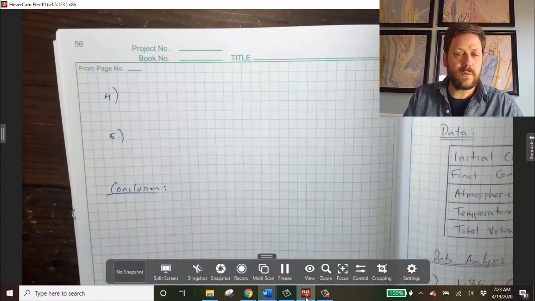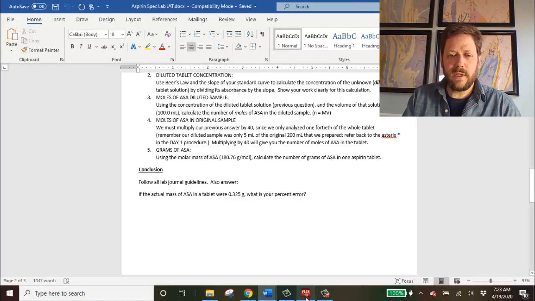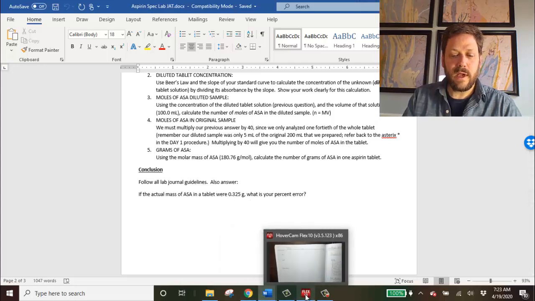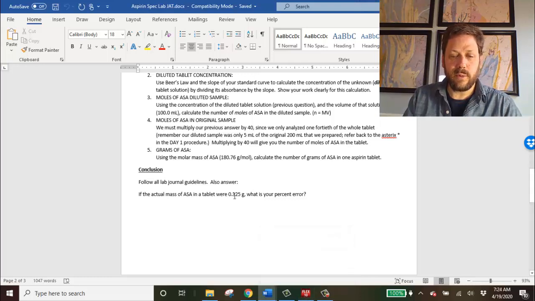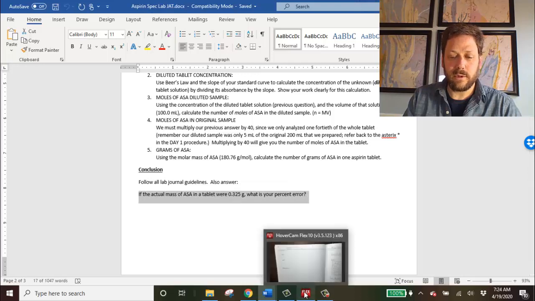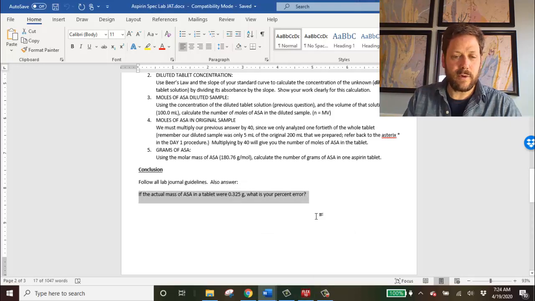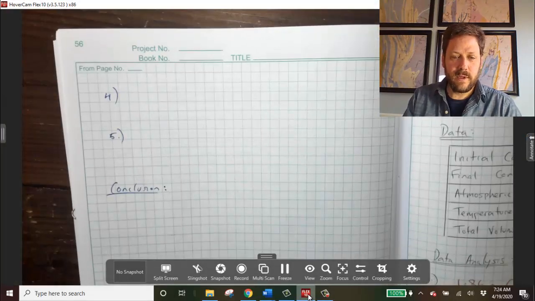And in this case, there's one other question I'd like you to consider. It says, if the actual mass of the acetylsalicylic acid in the tablet were 0.325 grams, what is your percent error? And you remember the percent error calculation is the difference between your theoretical result, 0.325, and your actual result, which you calculate in your answer to question 5 in the lab, divided by the theoretical 0.325, multiplied by 100.